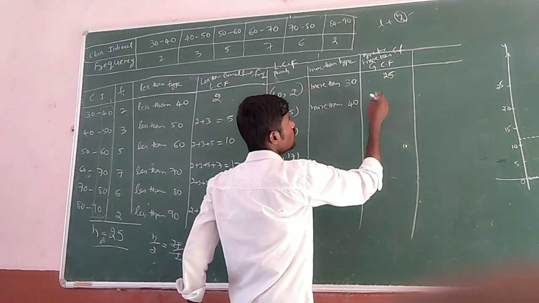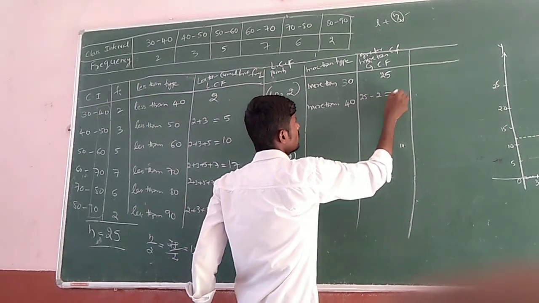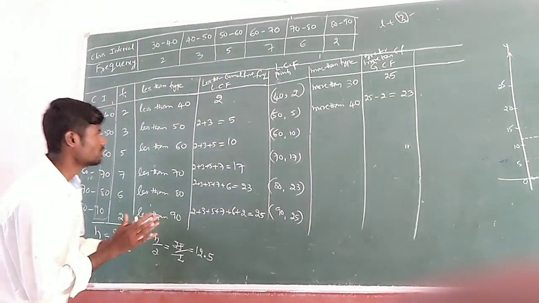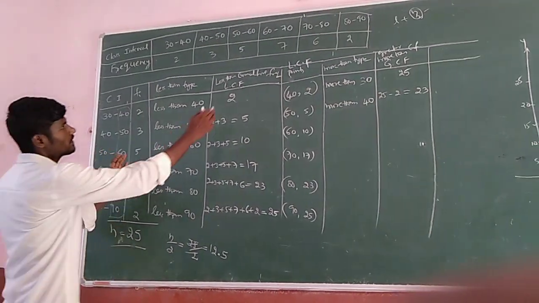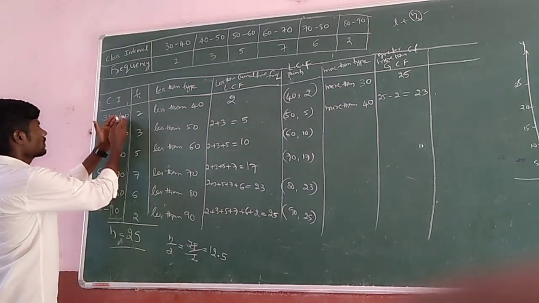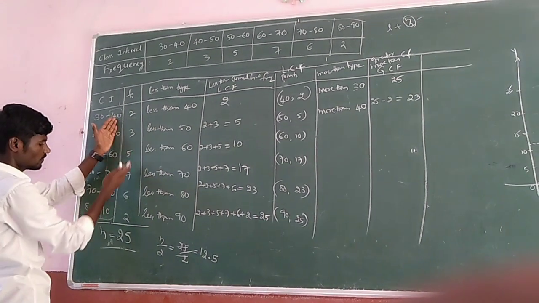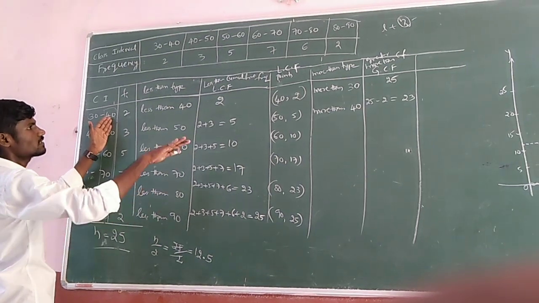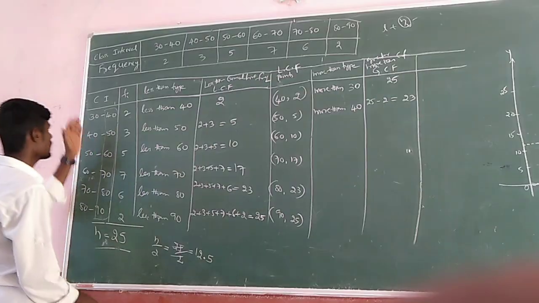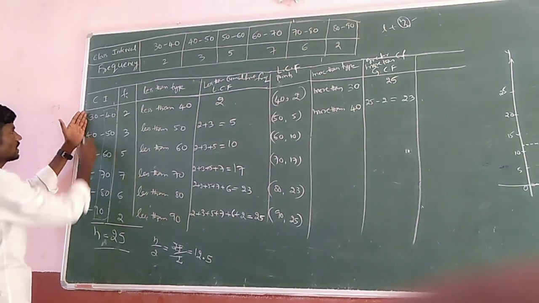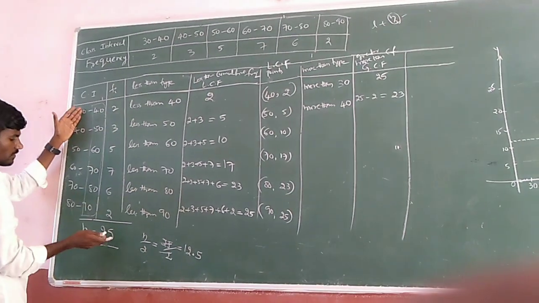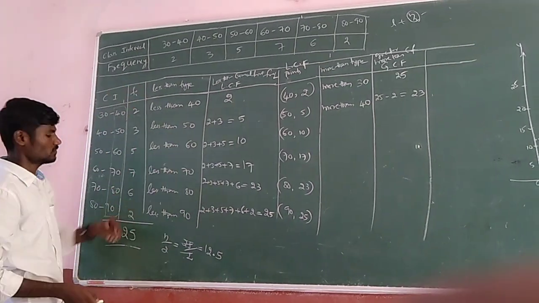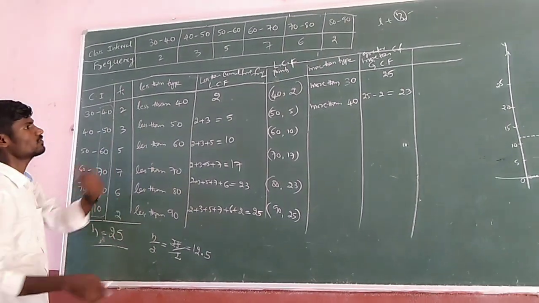So if we remove, 25 minus 2, what will we get? 23. Are you observing? Or simply remember, if it is a less than type curve, you need to take the upper boundary, and the cumulative frequencies are added from top to bottom. If it is the reverse, the more than type, you need to take the lower boundaries, and take the cumulative frequency from the bottom and subtract the top values one by one. So 25 minus 2, 23.